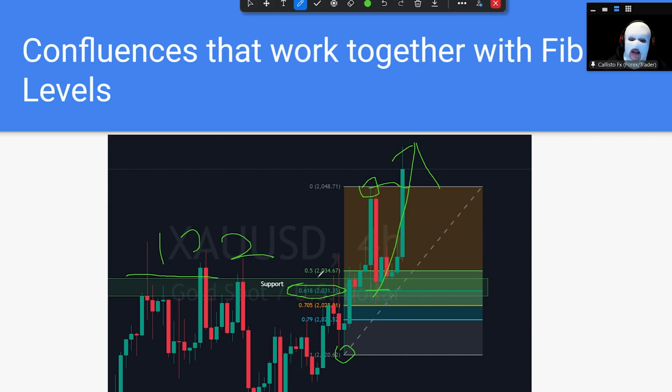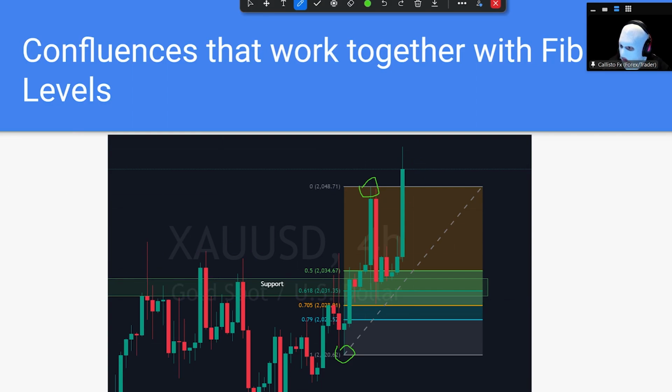Is that not resistance? Yes, it is. It's a support that failed, it's a resistance that failed that turned into support. That's why I labeled it as a support, because this is where we are going to be looking for potential buys. Does that make sense? Okay, very straightforward here. No worries.